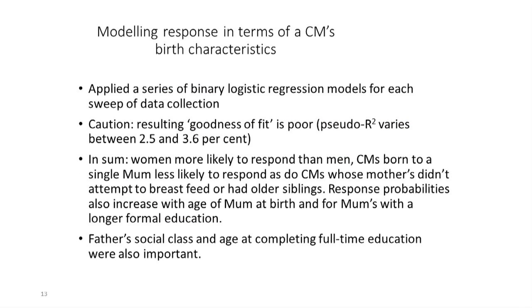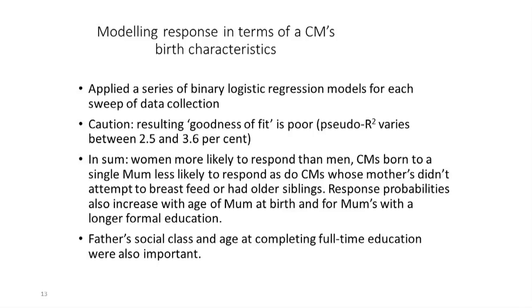Okay, we can model these characteristics because although we might report the proportion of individuals with those birth characteristics when the cohort member is age 42, what happens if you combine the effect of these individuals on the probability of obtaining a response in any wave? So we ran a series of binary logistic regressions using these birth characteristics for each sweep.